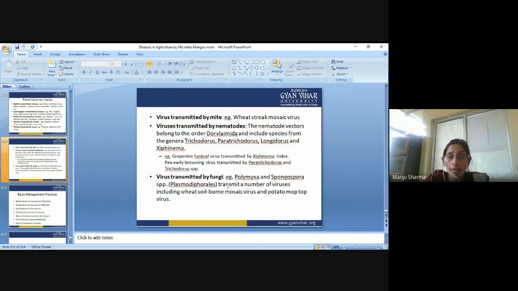Then the virus transmitted by fungi, so that is Polymyxa and Spongospora species, that is Plasmodiophorales, transmit a number of viruses.